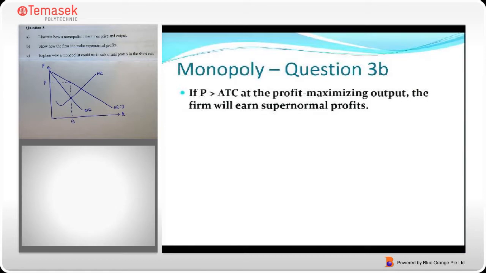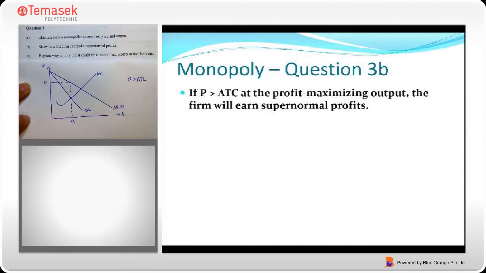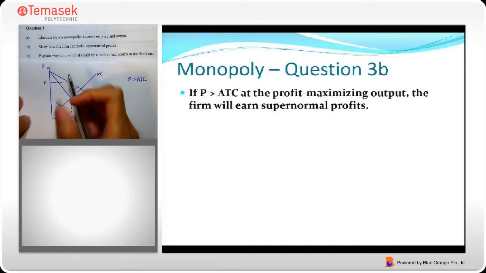Okay. And now we are being asked to draw supernormal profits. So supernormal profits is where price is more than ATC, which means that our ATC needs to be lower than price. So let's draw it below.